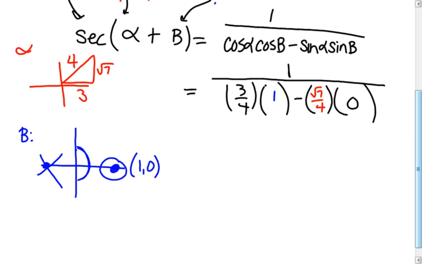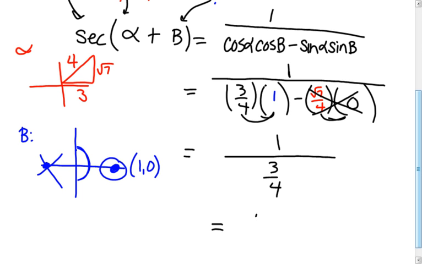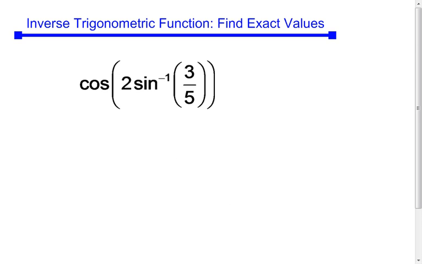Okay, so now all I have to do is simplify this. A lot of people forget that you have this whole contraption underneath the 1, so be careful about that. 3/4 times 1, of course, is just 3/4. And then √7/4 times 0, of course, is just 0, so I don't need that. And 1 divided by 3/4, if I flip that, will give me 4/3. So that's that. Okay, and the last one.